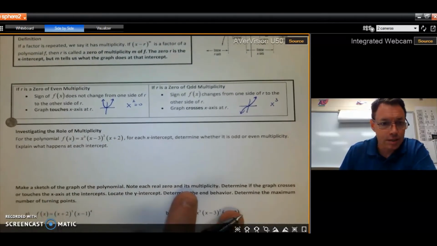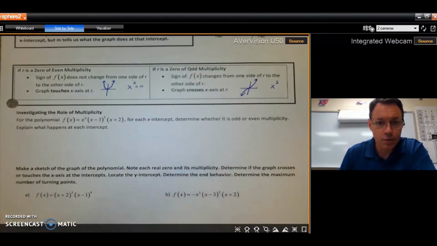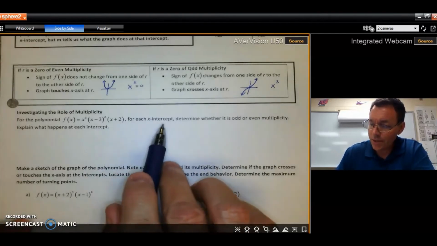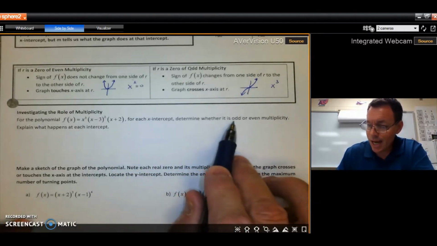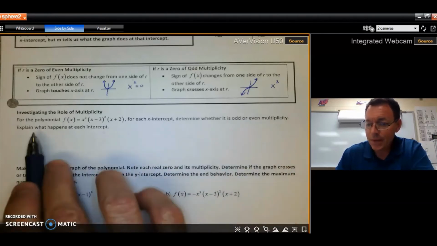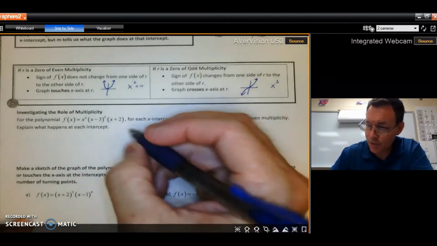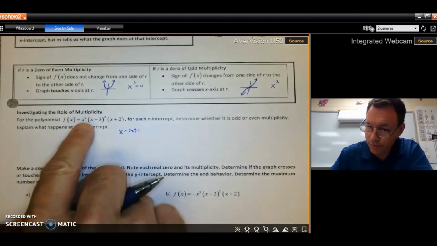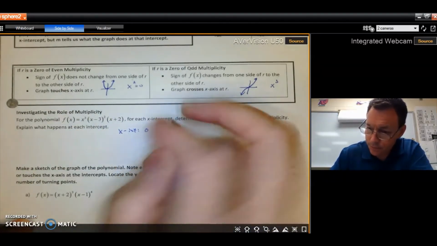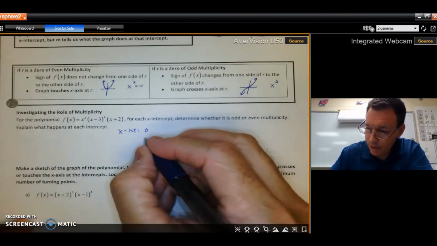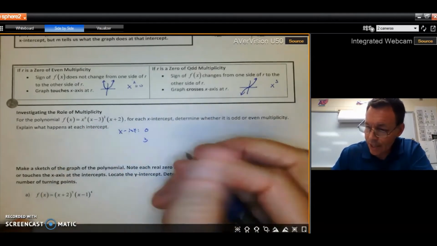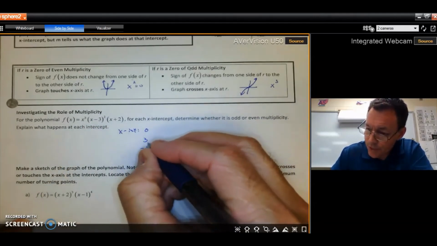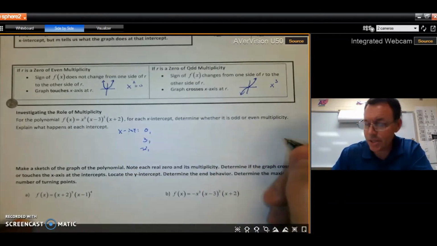So look at this example right here. I've got x cubed, x minus 3 squared, and x plus 2. For each x-intercept, determine whether it is odd or even multiplicity, and then explain what would happen at that x-intercept. Well, my x-intercepts, I've got 3 of them. I've got 0, I've got 3, I'm going to list them vertically, and then I've got a negative 2. The reason I'm listing them vertically is because I have some other things to answer.